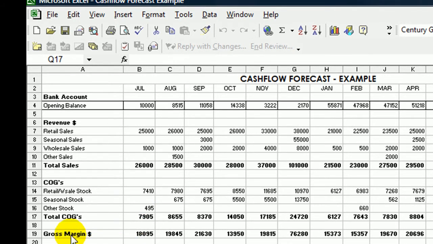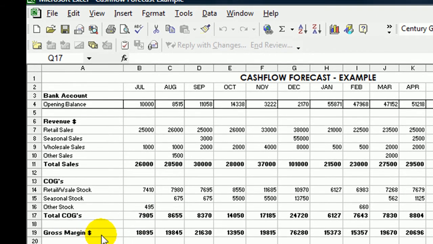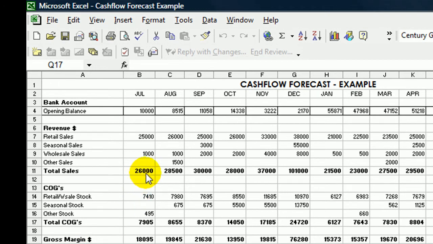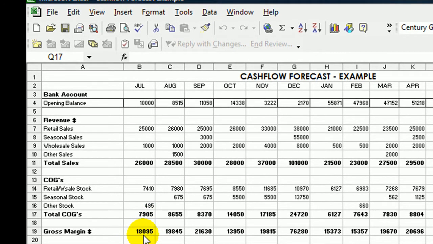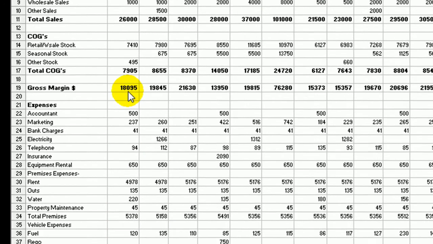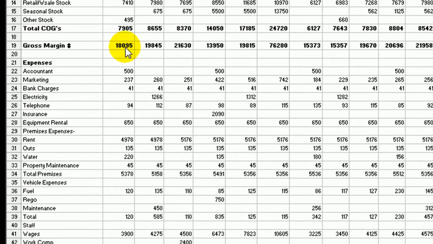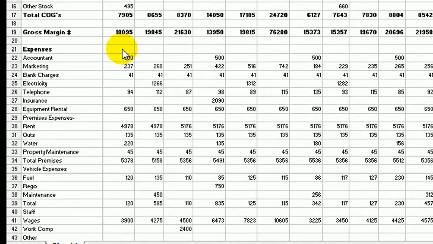Underneath that we have gross margin. So gross margin is the total sales less the cost of goods, and that gives you your gross margin. So basically that's what we're saying we have coming in after we've made the product or service. And underneath that, at the bottom of the cash flow forecast, we're going to list all of the expenses that we have in running the business. And so in every business we've got expenses. Now it's just a case of listing them so that we can see what they are.